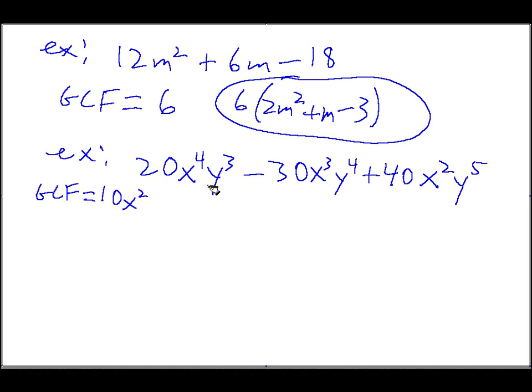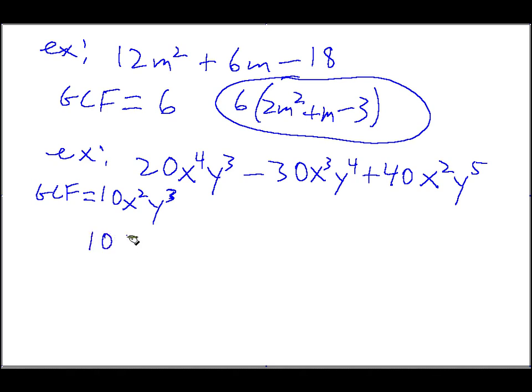How about the y's? y cubed, y to the fourth, y to the fifth. Again, lowest power wins. So y to the third. Again, 3, 4, and 5. Lowest exponent is the GCF. So y cubed. It's a 3 there. So that's the GCF. So let's write this product then as what?